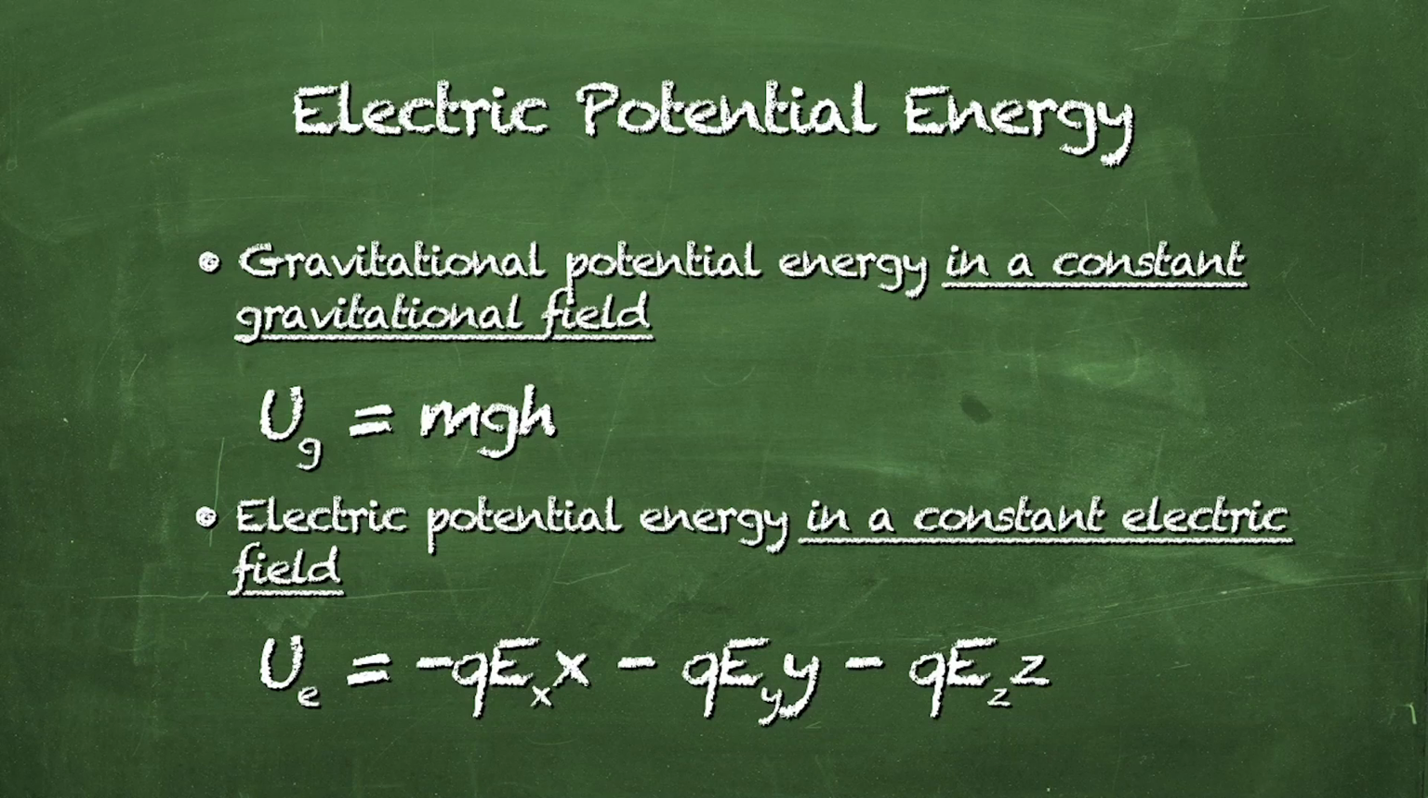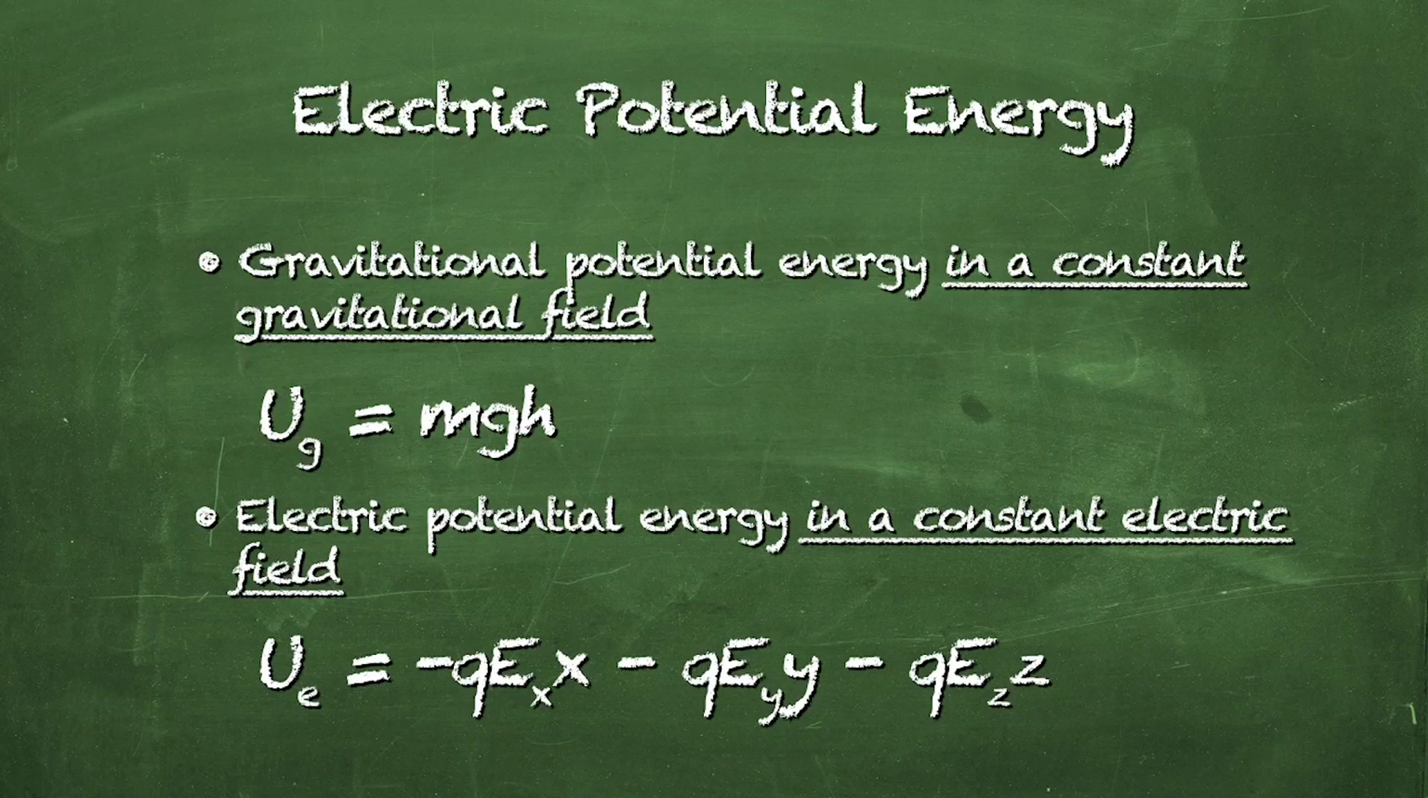Same thing with the electric field. Whenever you have a positive charge, moving in the direction of the electric field decreases your potential energy. So if we have an electric field in the positive x direction, and we want the potential energy to decrease in the positive x direction for a positive charge, then we would have to write UE is equal to minus Q times EX times X. And the same thing goes for Y and Z.